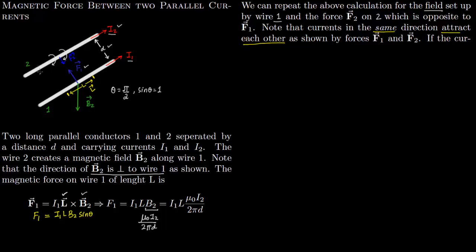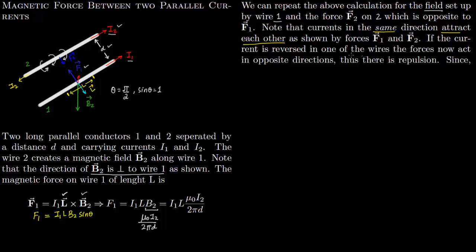Now if you reverse the current, so say you reverse the current in one of the wires, you make this I2 reversed. As soon as you reverse the current, what will happen to the magnetic field? It will start going in the opposite direction now, like this. So this magnetic field will go up. So now we will have a new magnetic field going up here, and therefore the new force would act in the opposite direction, in this direction. So if the current is reversed in one of the wires, the forces will now act in opposite directions, and therefore there will be repulsion.